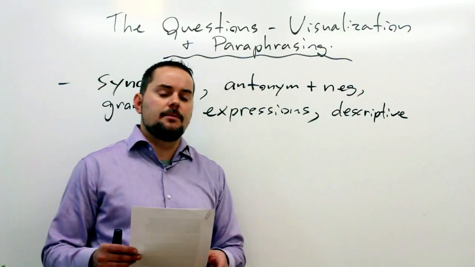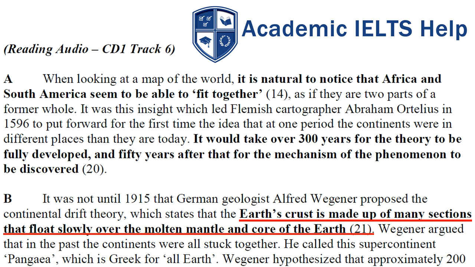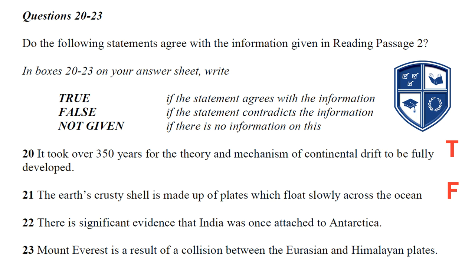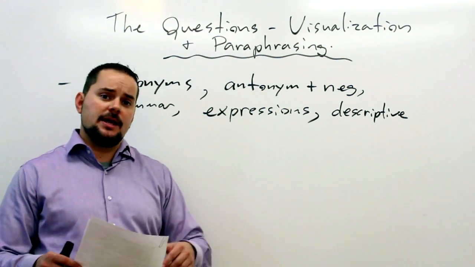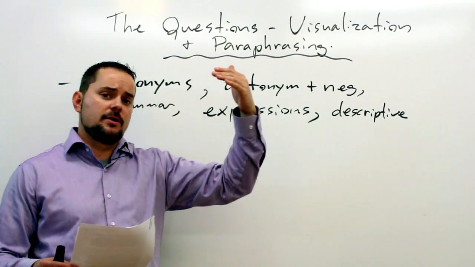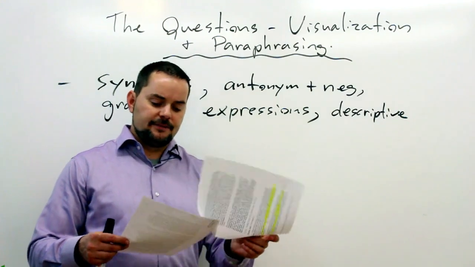And then for the next question, so question number 21, in paragraph B, we can see that's where the answer is coming from. The Earth's crust is made up of many sections that float over the molten mantle and core of the Earth. So here we can see that the answer is false, and we can see some synonyms like sections instead of plates. When you recognize this, you can get the correct answer there. Again, notice how the answers are coming in sequence. So answer for question 20 from first paragraph, answer for question 21 from the second paragraph.